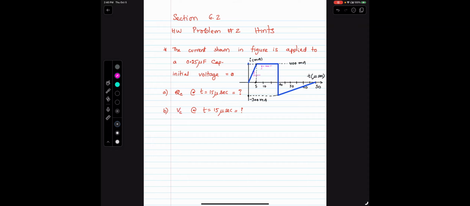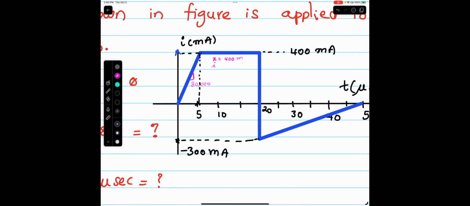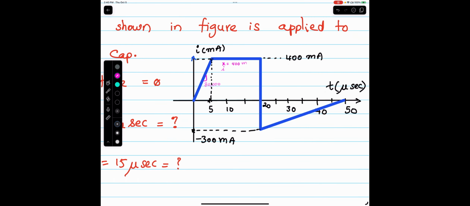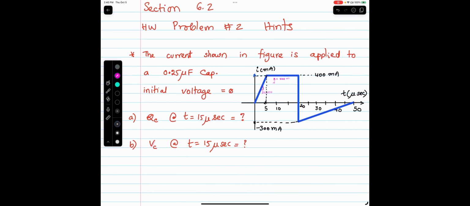The current shown in the figure, this current, so this is supposed to be a current. The y-axis is current in milliamperes, the x-axis is time in microseconds. The current shown in this figure is applied to a 0.25 microfarad capacitance. The initial voltage across the capacitance is 0. Now find the charge on the capacitor at t equals 15 microseconds. Find the voltage across the capacitor at t equals 15 microseconds.